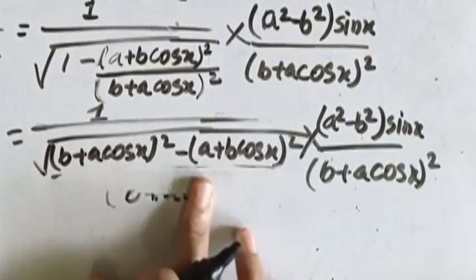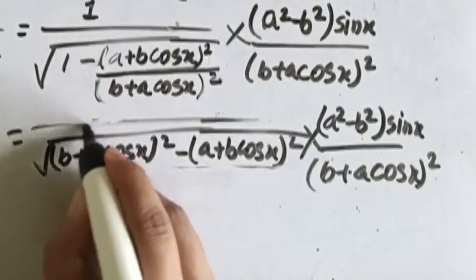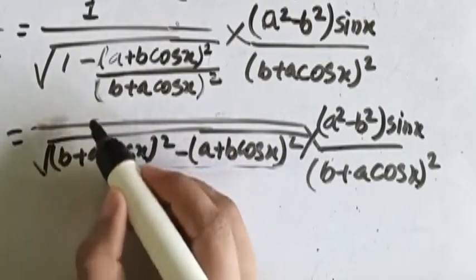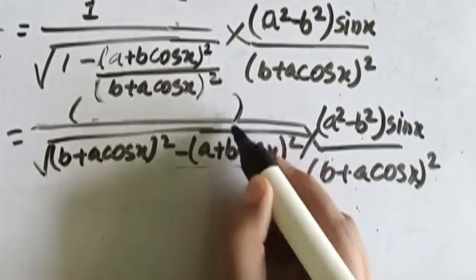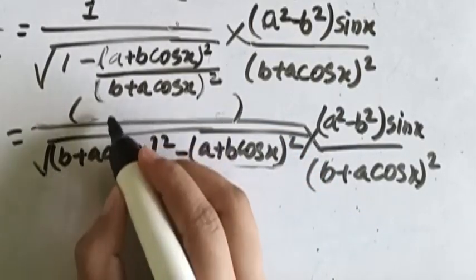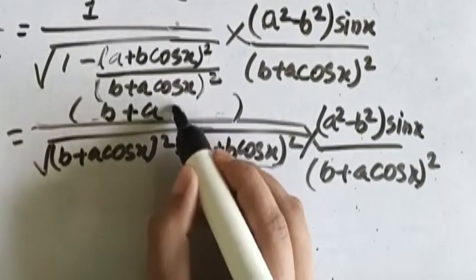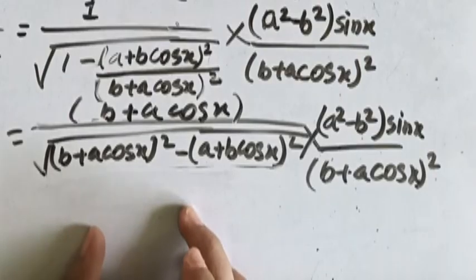I'm doing this so that the video does not become too long. So here you must write it in your notebook properly. If you don't understand, then listen twice, thrice, or many more times so that you can understand it. So here b plus a cos x will be written, so it will become the numerator, right?